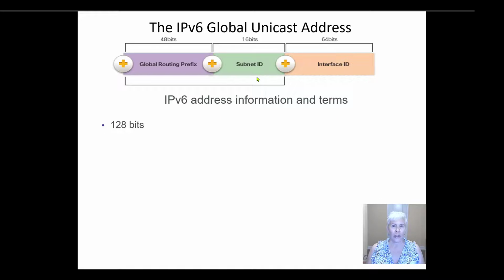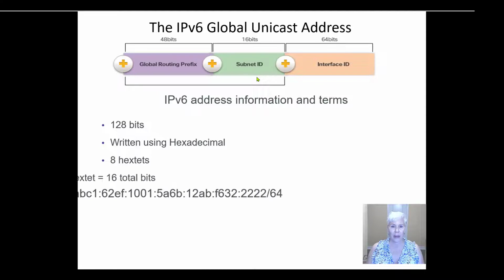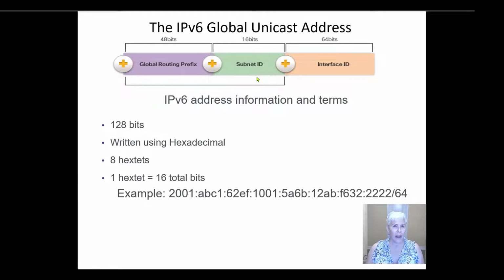Important information and terms related to IPv6 addressing is there's 128 bits. It's written in hexadecimal, so there's 16 values in IPv6, 0 through 9, and then A, B, C, D, E, and F. There's 8 hextets that make up an IPv6 address. 1 hextet equals 16 total bits. Here's an example.